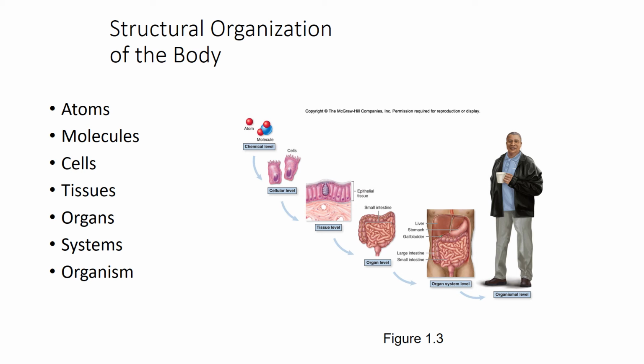And then lastly, what we have is the organism. This is where we have all those 11 organ systems that work together and function and make us humans an organism.